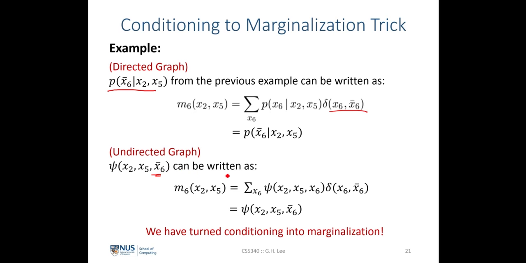We can simply rewrite the message as m6 of x2 and x5, where we marginalize over the random variable x6 of the original potential function over x2, x5 and x6 multiplied by the evidence potential of x6 and x6 bar over here. So if we evaluate this summation, we'll end up with this term of x2, x5 and x6 bar, which is equivalent to the original term that we want. In other words, we have turned conditioning into a marginalization, which can help us to write the whole algorithm elegantly with just sums and products.